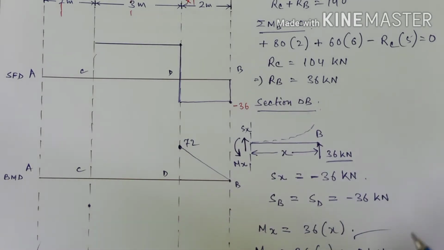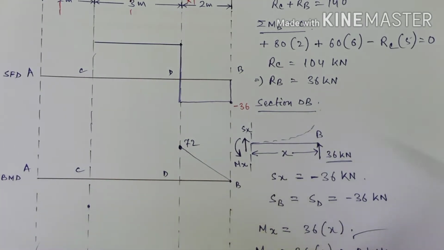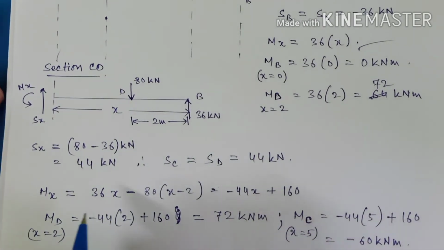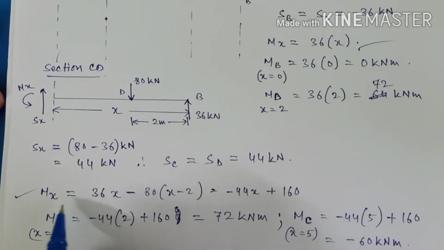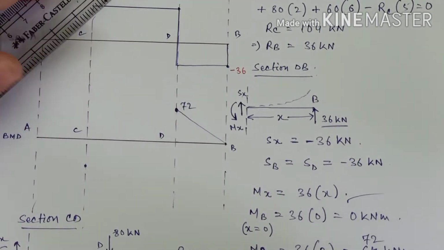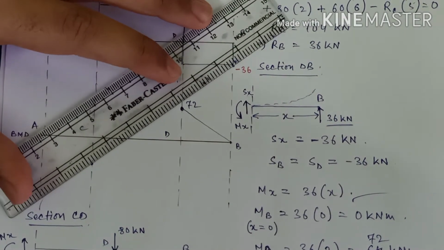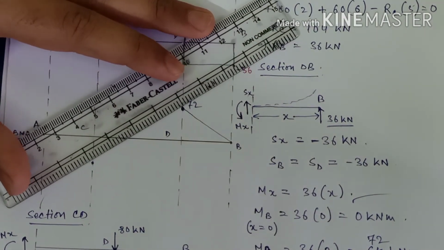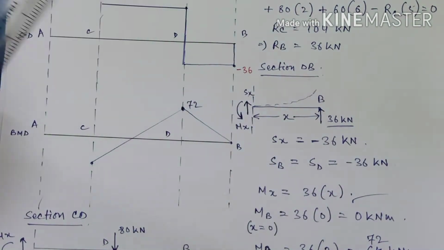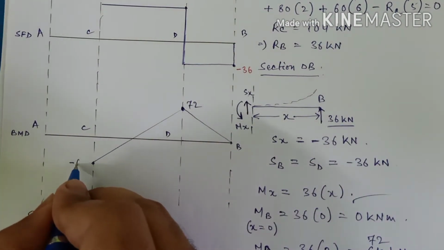Okay, so how would you join this? We will join this by a straight line. Why a straight line? Again I am repeating, because in the moment equation you can see the polynomial is linear, or a 1 degree polynomial, so it will be joined with a straight line. Let me use this scale. Okay, so this is my minus 60.